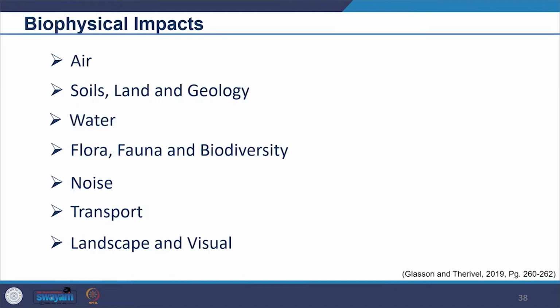Looking at what is usually considered under biophysical impact, we look at air, soil, land and geology, water, flora, fauna and biodiversity, noise, transport and landscape. We also look at the visuals. Each one of them will be covered in detail in the methodology section. Right now it's only to give an overview of what impacts are considered.